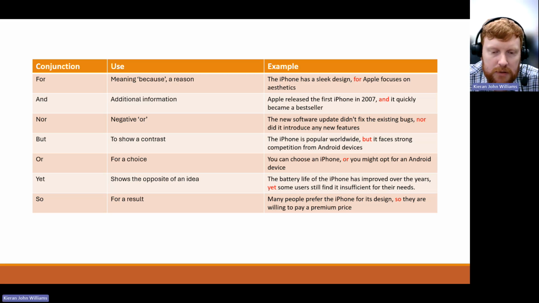Okay, now on to the last one we have here is so. So gives us the result of an action. Okay, so many people prefer the iPhone, so they are willing to pay a premium price. Okay, so we've got the cause, they prefer the design, then we've got the result of that. They are willing to pay more.